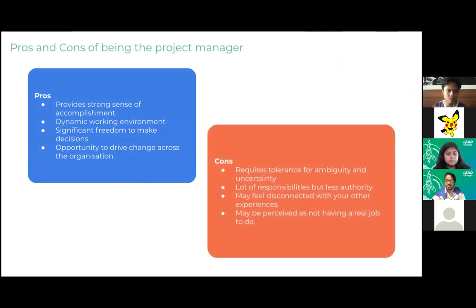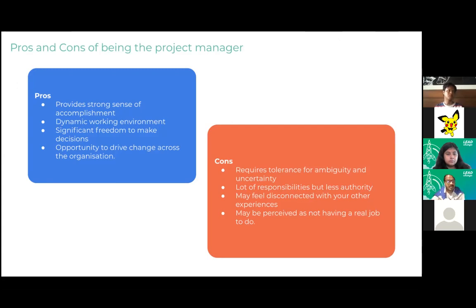And the cons are mostly that it requires tolerance regarding ambiguity and uncertainty, because things are not going to be the same, and you really don't know what obstacles are going to come in your way. A lot of responsibilities but less authority. You will have a lot of responsibility as a project manager, but you might not have a lot of authority. For example, you cannot tell your MCP, oh, you need to do this or you need to do that. There's some level of authority that you need to be following.